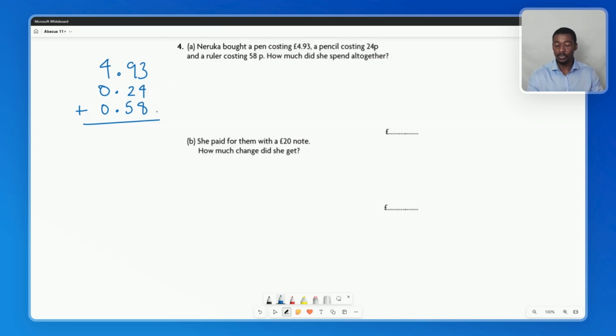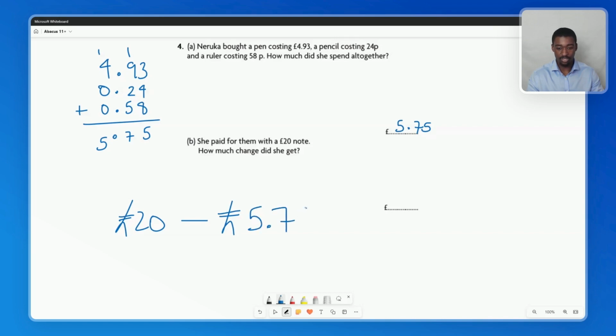3 plus 4 is 7, plus 8 is 15. So 5, carry the 1. Then we have 10, 12, 17, carry the 1, and then 5. So £5.75. £5.75. And then we're told she paid for them with a £20 note. So how much change did she get? Well, the change will simply be that £20 minus how much she actually was charged for all the items.